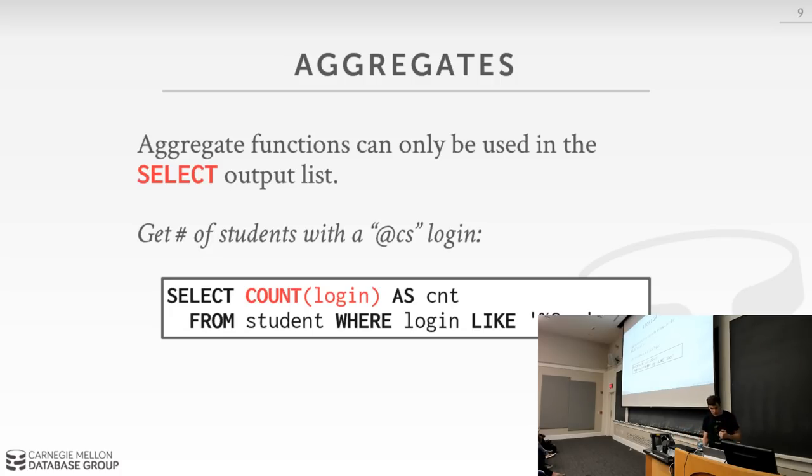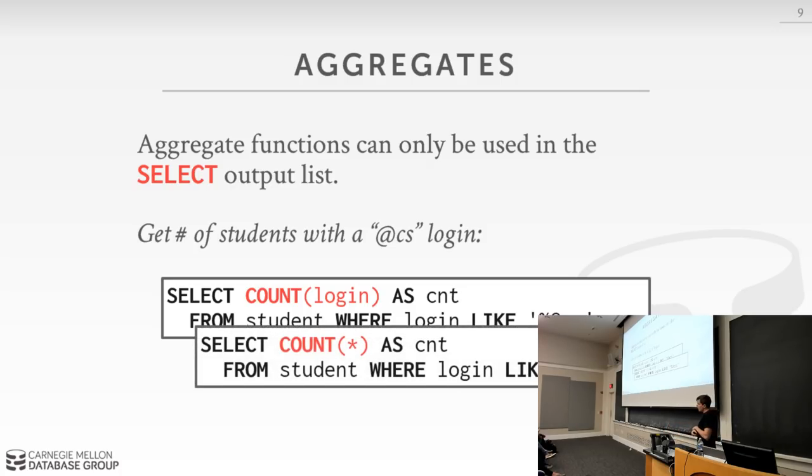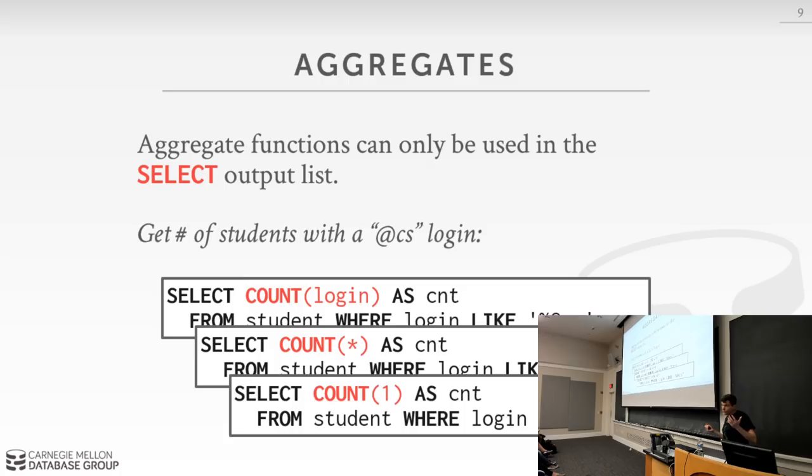But the thing to point out here is that in the case of count, we just want to count the number of tuples. The login field here doesn't actually mean anything, because we're just counting the number of tuples. It doesn't matter what the login actually is at the point after we do the filtering. So we can rewrite this just to have a star. The star is a special keyword in SQL that basically says all attributes for the tuple. We can go even further and replace the star with a one, counting the number of tuples by just adding one every single time.